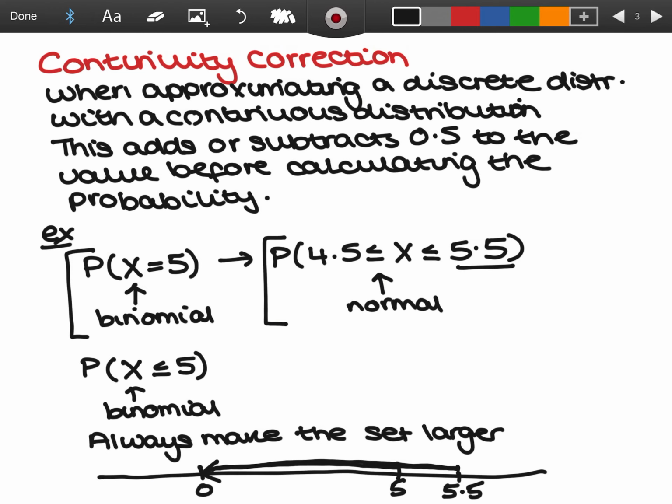I make my line longer on the number line, but I'm going to take this into the normal distribution as the probability that x is less than or equal to 5.5. And I'm going to calculate this in the normal distribution, okay? We'll type this into a calculator in a minute and see how it works. But I just want you to see how we're going to get from a binomial distribution into a normal distribution using this continuity correction, okay?